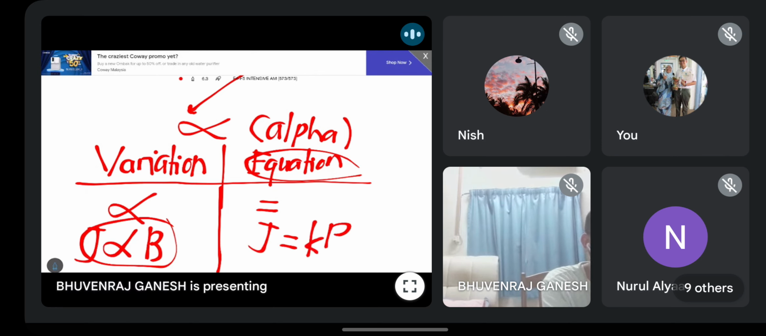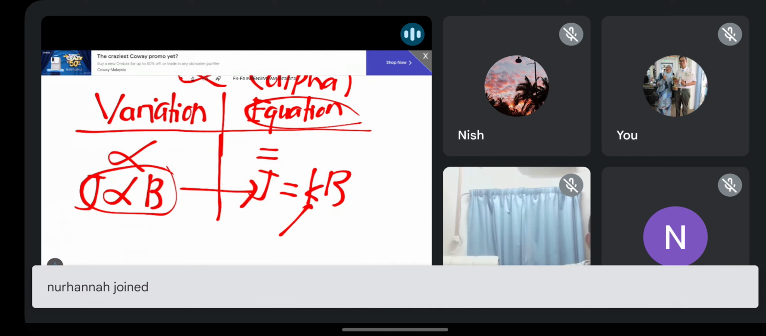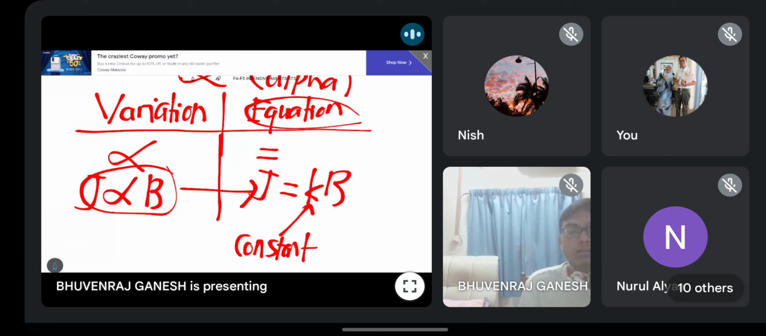Ingat guys, when you change from variation to equation, you have to add constant. Bila tukar dari ubahan ke persamaan, kamu kena tambah pemalar. Mana pemalar dia? Pemalar is this one. Constant. Biasanya pemalar kita bagi simbol K. So the K is showing a constant. Usually we use K. Actually other letter also can. Mana-mana huruf pun boleh. Tapi specifically we use K untuk menggambarkan pemalar. So this is how we convert variation to equation.